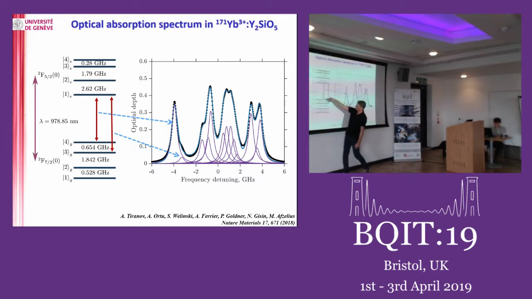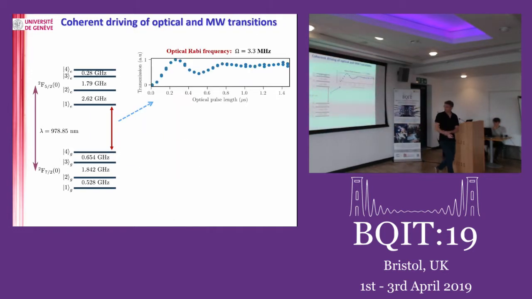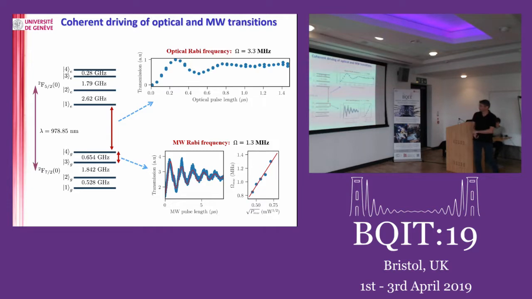We are coupling these states here. We're talking about a 650 megahertz hyperfine transition, and these are the optical transitions over here. We can do Rabi flops on the microwaves, on the optics. And here you really see the electronic feature.